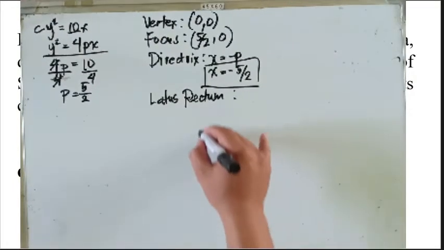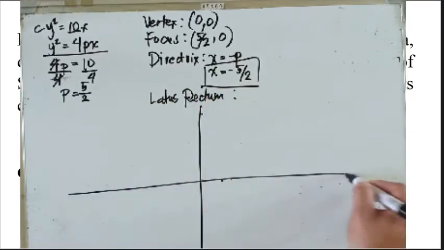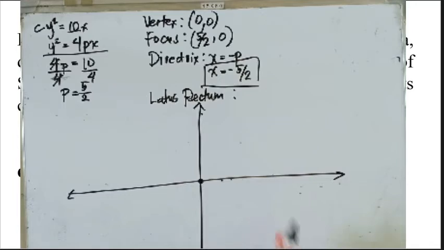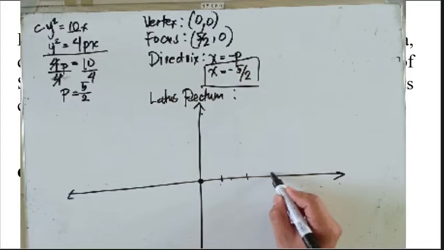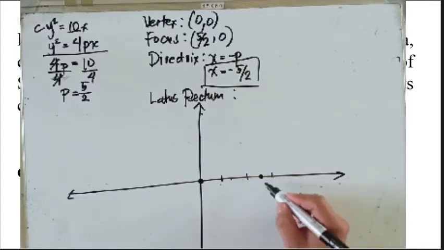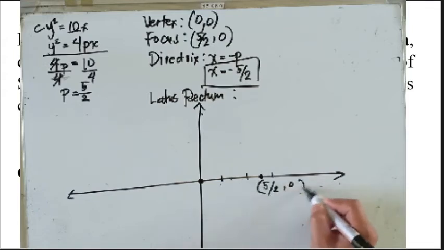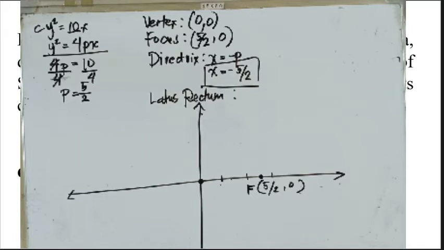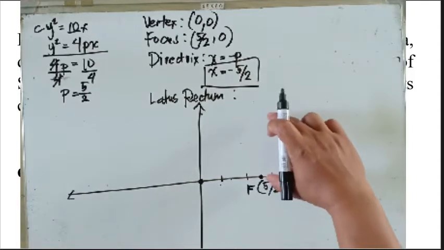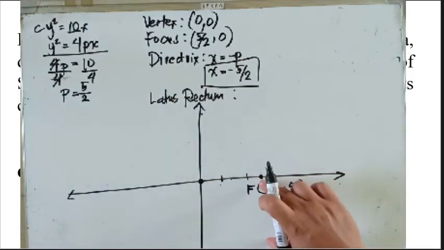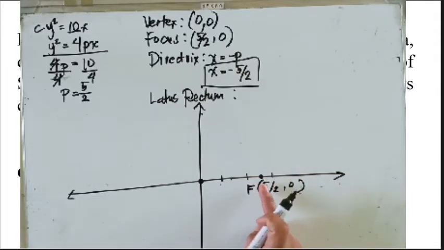Let's try to sketch the curve, or the parabola, for us to get the endpoints of the said latus rectum. The vertex is at (0, 0). The focus is at (5 halves, 0), or (2.5, 0). So let's say this is 2, 3, 2.5 there. That's 5 halves, 0. That's the focus. For the endpoints of the latus rectum, we have the length of the latus rectum which is equal to 10, meaning we need to move 5 units upward and 5 units downward from the focus.